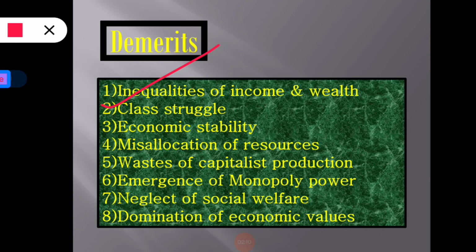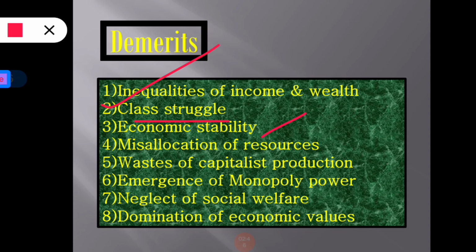Now going to the second one, that is class struggle. The capitalist economy has led to class struggle among various groups, particularly between the capitalists and the workers. Class struggle is a direct consequence of inequalities in the capitalist economy, and there is constant hostility, struggle and animosity between these two groups in the form of strikes, lockouts, bandhs, etc. This adversely affects the functioning of the capitalistic economy.